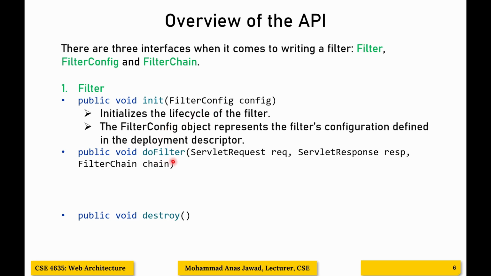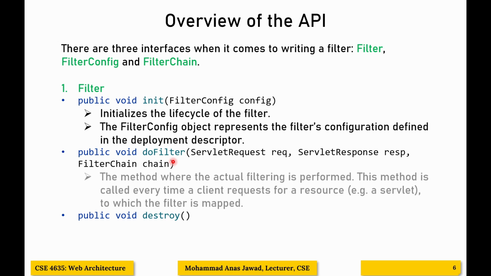Next, we have the doFilter method. Now, this method is the main method which is responsible for performing the actual filtering. This method is called every time a client requests for a resource to which the filter is mapped. That is, if we have mapped this filter to any specific servlet, and if any client has requested for that servlet, at first this method will be called, and then the control of the request will be passed on to the actual servlet.